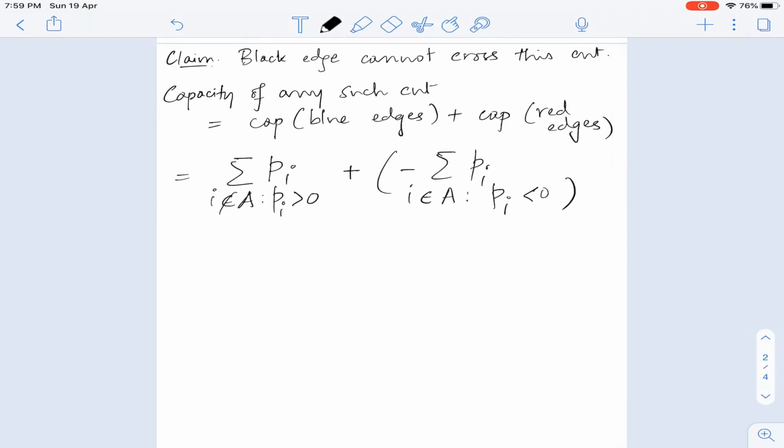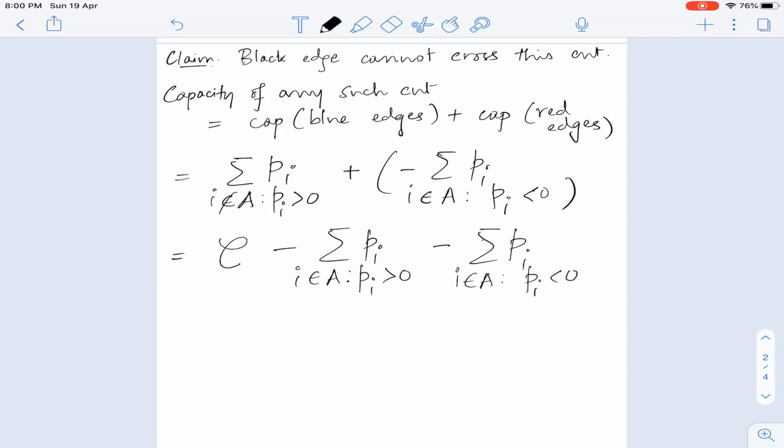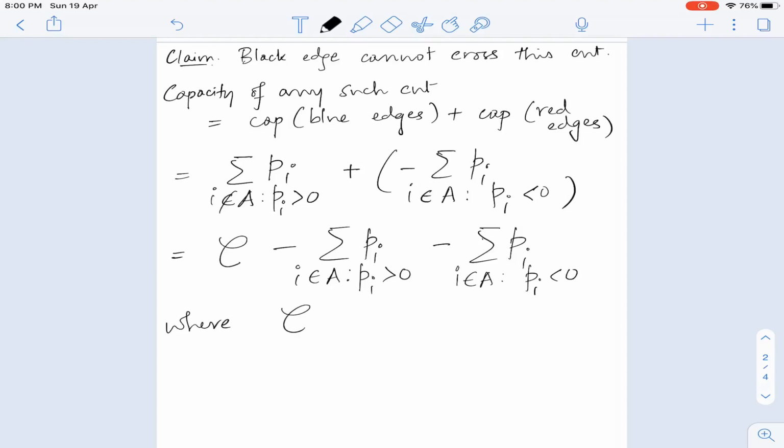Now let me write the first term as something slightly different. I'm writing this as C minus summation of Pi, where i belongs to A such that Pi is greater than 0, minus summation Pi, i belongs to A such that Pi is less than 0. Where what is C? Well, C is the total positive profit in the given instance. So this is overall i such that Pi is greater than 0. If you just add up all the positive profits, I'm not considering the negative profits here, then that defines your number C. So this is a fixed quantity.